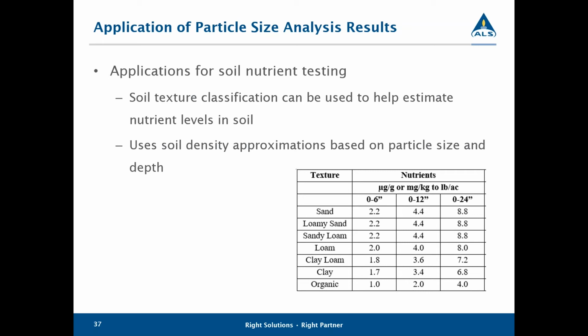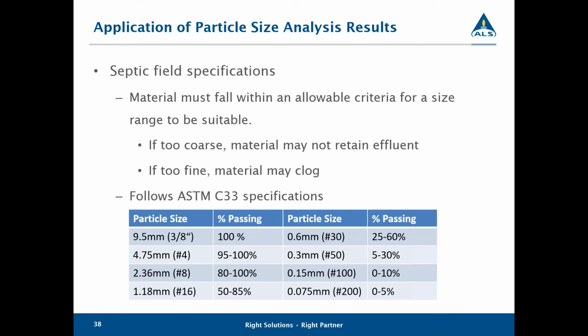Another application comes from either concrete or septic field specifications. For both of these types of materials, septic fields and concrete, the material needs to fall within specific criteria. Otherwise, the material will not be suitable. When it comes to septic fields, if it's too coarse, the material will not retain any of the material coming into the septic field, so it could easily flow out into a water source, into the water table. If it's too fine, it might not act as a good dispersant, so the material may clog, causing tanks to back up.